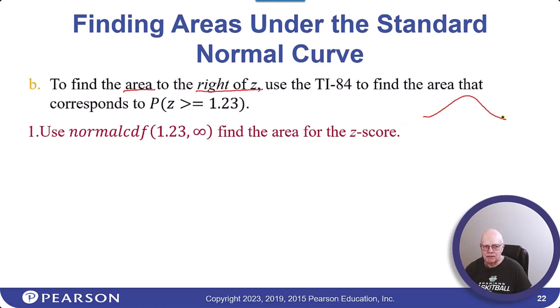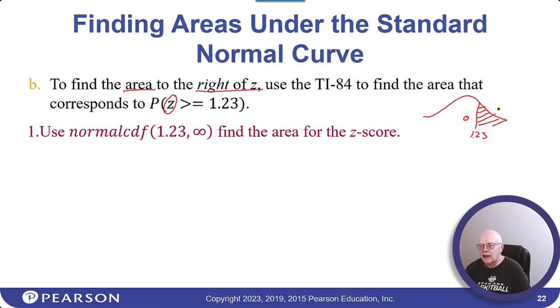So, grab our picture. Remember, 0 is in the middle. Why? Because we're talking about Z-scores. So 0 is in the middle. Where is 1.23? 1.23 will be somewhere out here. However, remember what we're trying to find. We're trying to find the area to the right. So shade this in. This is what you're trying to find.